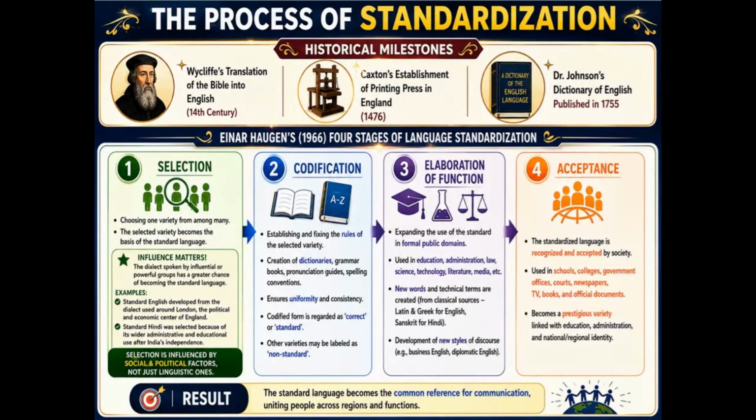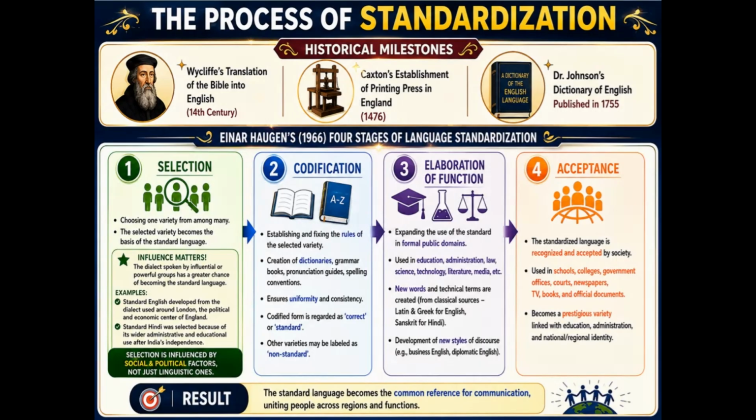society. New words and new terminologies are formed drawing upon classical sources. For example, English draws much of its technical words from Latin and Greek, while for Hindi the source is Sanskrit. Elaboration of function also requires the creation of new styles of discourse, such as business English, diplomatic English, etc.